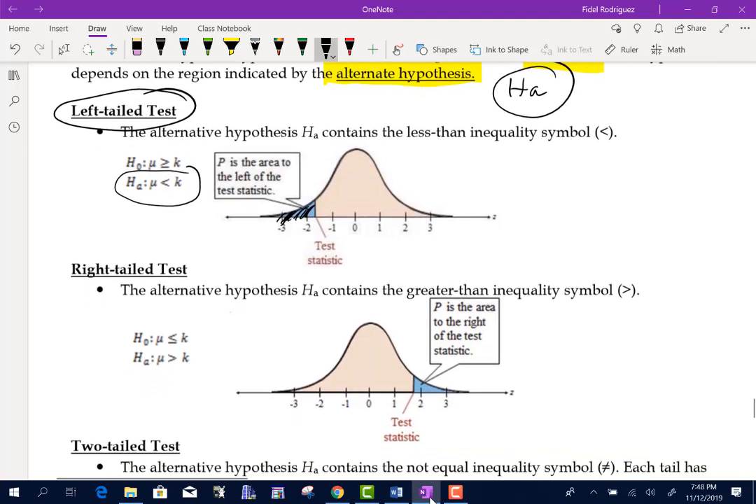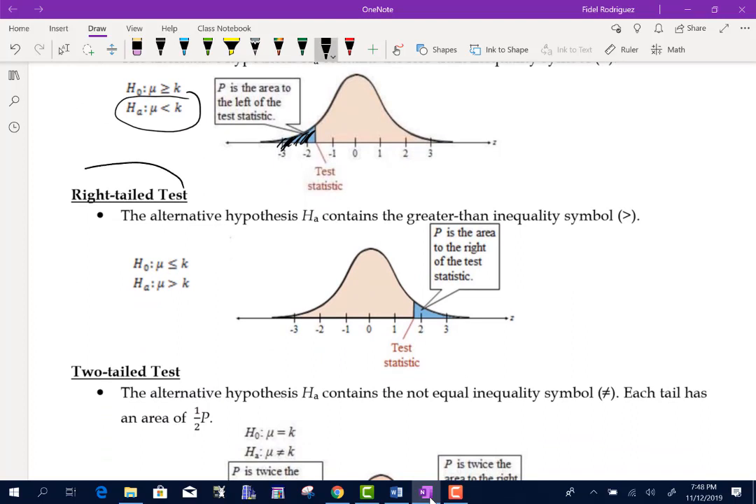Now, look at the next one. It says right tail test. Okay, so right tail test. First thing I'm going to do, I'm going to look for my HA. Here it is. It's pointing to the right, and that's what we call a right tail test. Okay.